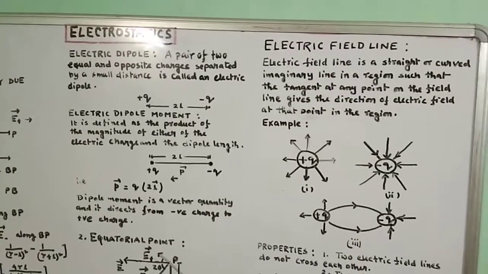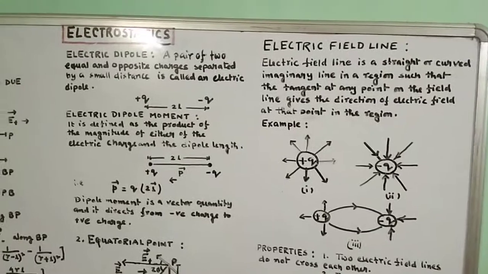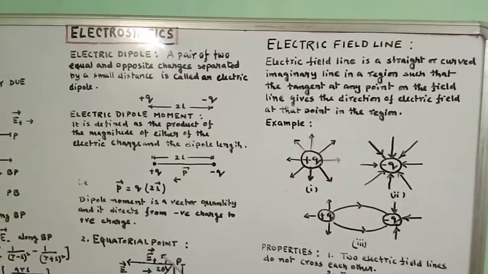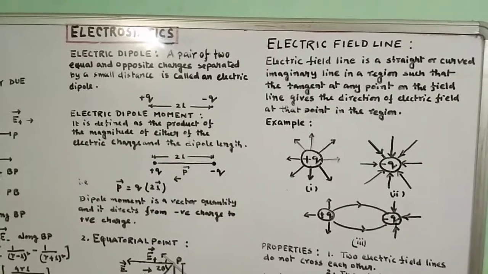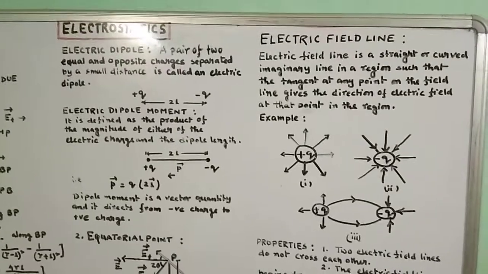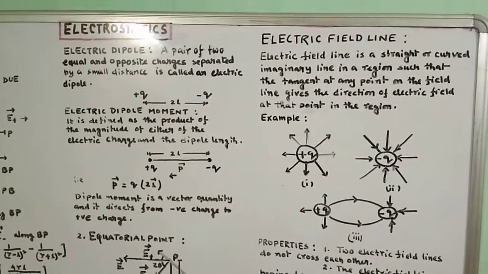If you have to define the field intensity, as we discussed in the last class, you have to place a unit positive charge. If you place a unit positive charge, what will happen? If the source charge is positive in nature, then definitely a repulsive force gets experienced on the unit positive charge. That force is nothing but the field intensity.